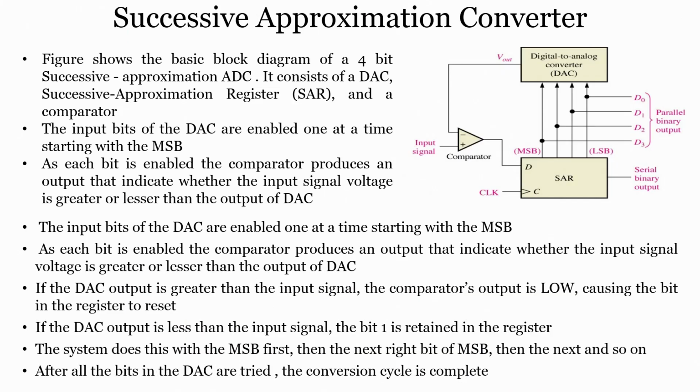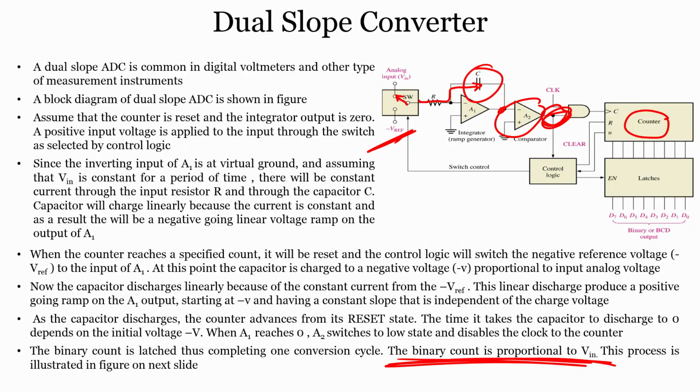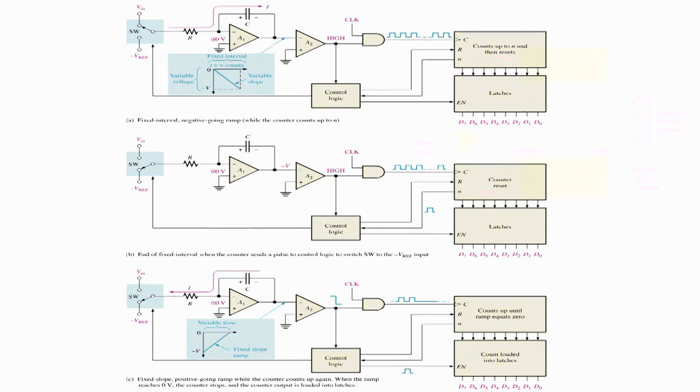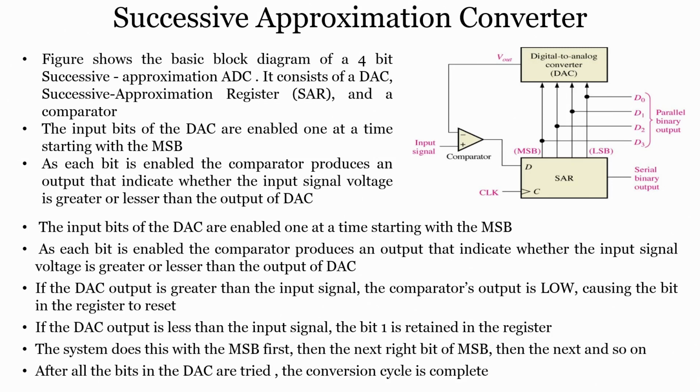Now, if you have understood the flash and dual slope ADCs, then let us see the successive approximation ADC. In the successive approximation ADC, the block diagram is shown here, where it has a digital to analog converter, it has a SAR, it has a clock, and it has the serial binary output.